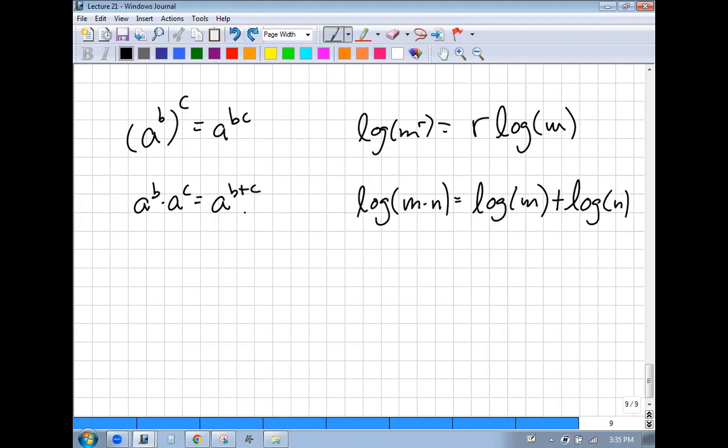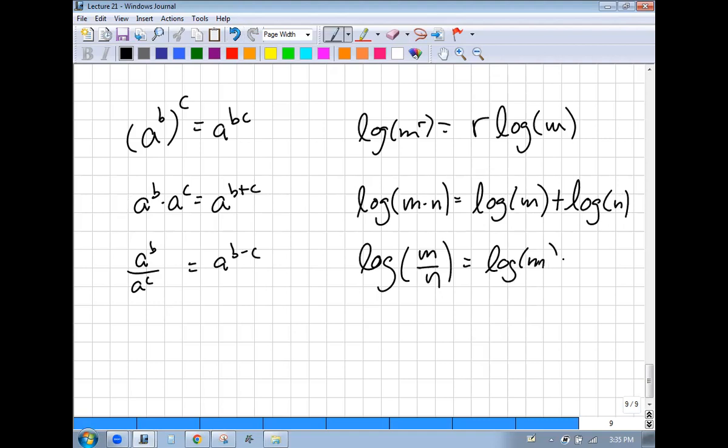Or if you're dividing, if you had a to the b over a to the c, right? This is a to the b minus c. If you have a log of m over n, that's going to be log of m minus log of n. And the reason why is this guy could be written like this, m times n to the minus 1.